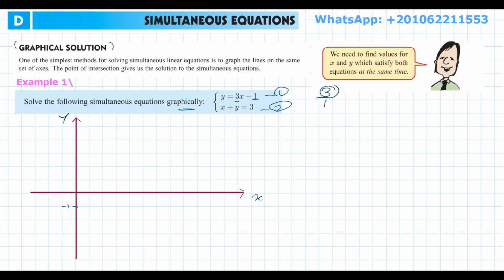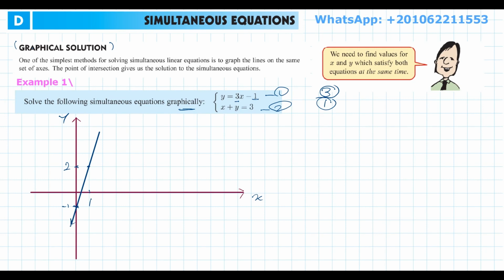The gradient represents three steps up in the positive direction: 1, 2, and 3 till here, and after that, one step to the right. Then this is the point at (1, 2). This is the first point, and this is the second one. You need to link between them in order to graph the linear equation. We did the first line.